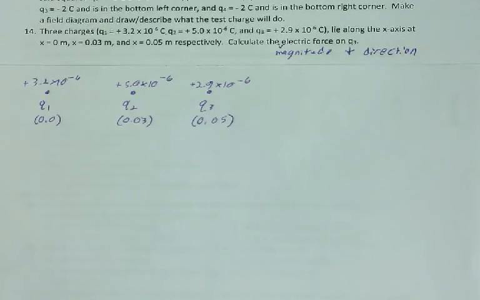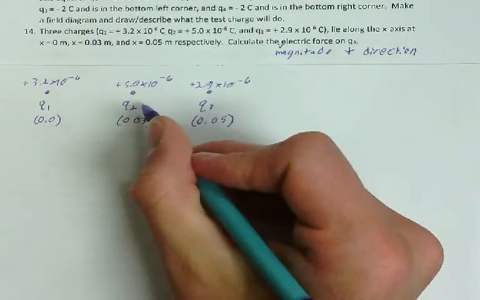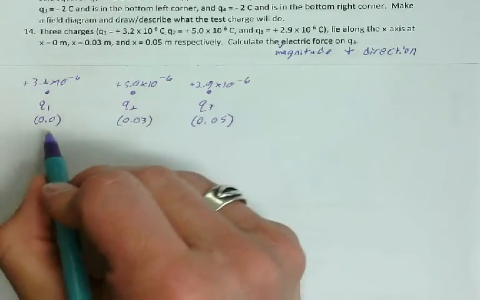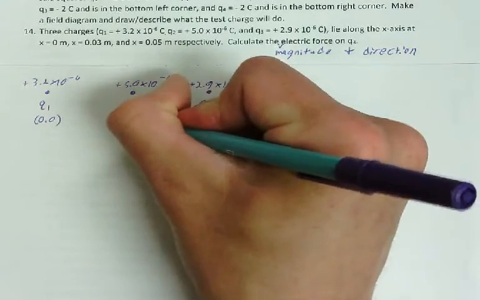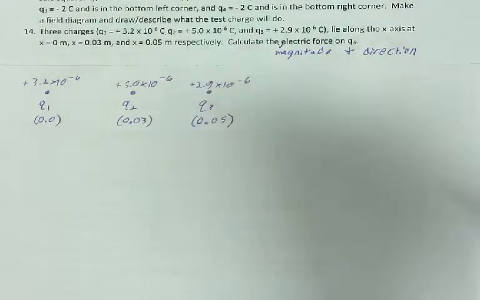Dumb question. Are those periods or commas? Because 0, 0 could be an x, y, but it also could be a decimal. Oh, you're talking about this? Yeah. These are decimals. Okay. They're not coordinate points.